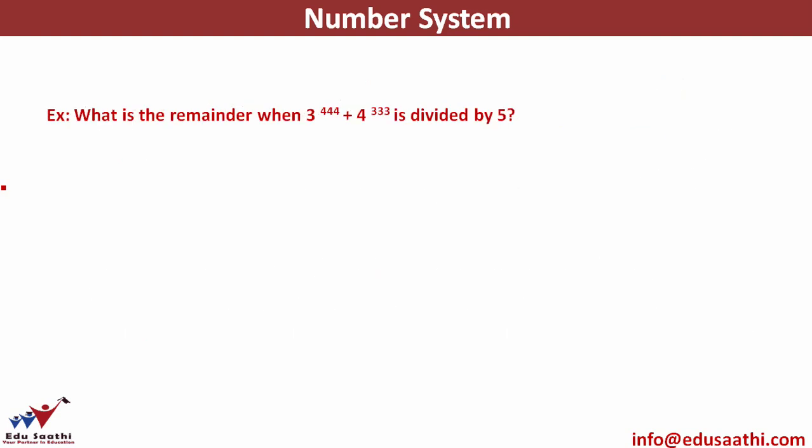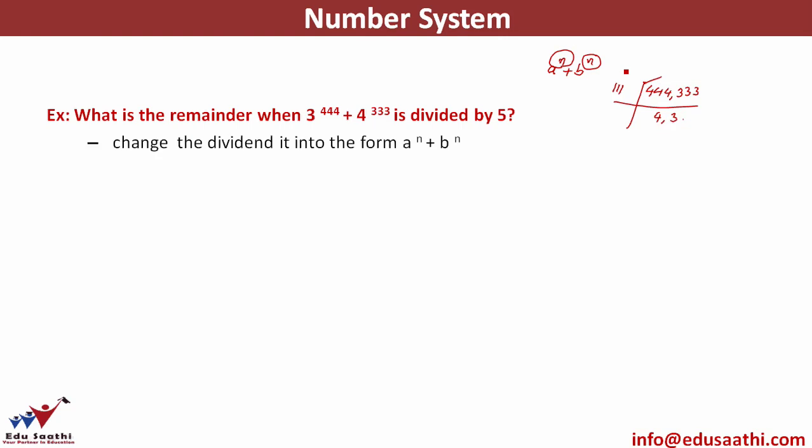Let's look at an example for this. What is the remainder when 3 raised to power 444 plus 4 raised to power 333 is divided by 5? Now look at it. The form is a raised to power n plus b raised to power n. This n has to be the same. So I'll look at 444 and 333. If I just look at them, 111 is a common factor. So I'll try to convert it into the form of a raised to power n plus b raised to power n.